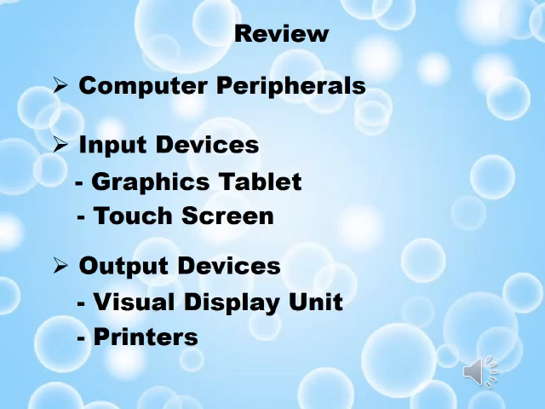Dear kids, let's review the portion we have covered till now. Computer peripherals, input devices: in that we have seen graphic tablet and touch screen. The output devices: we saw about visual display unit and printers. So this is the first part of our computer science lesson, data devices. We have one more part, that is part 2, memory unit. So dear kids, please revise the portion we have seen till now from your textbook.